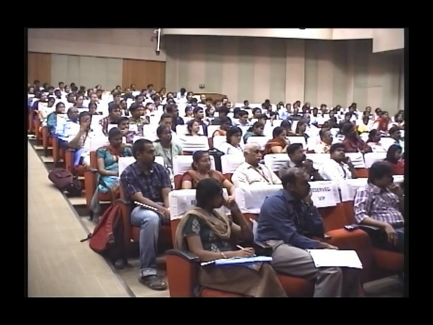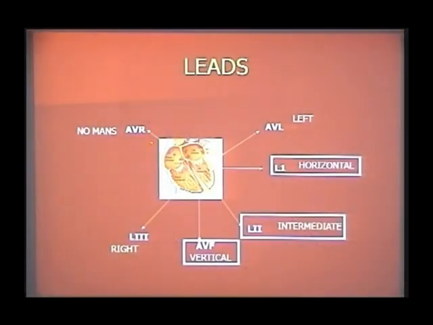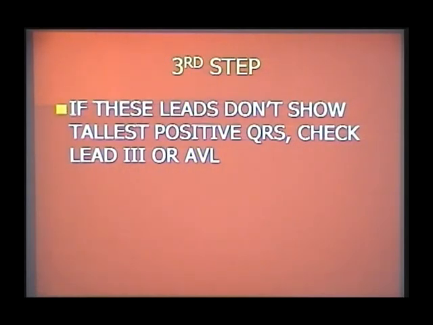Whenever you calculate an axis, you look at a particular lead to calculate the axis and you look at the opposite lead to confirm the axis. Which is the opposite lead here? AVR. So on a normal axis, look at AVR. AVR will show all complexes negative. AVR showing this means my impulse is coming in this quadrant. My axis is normal. Clear?